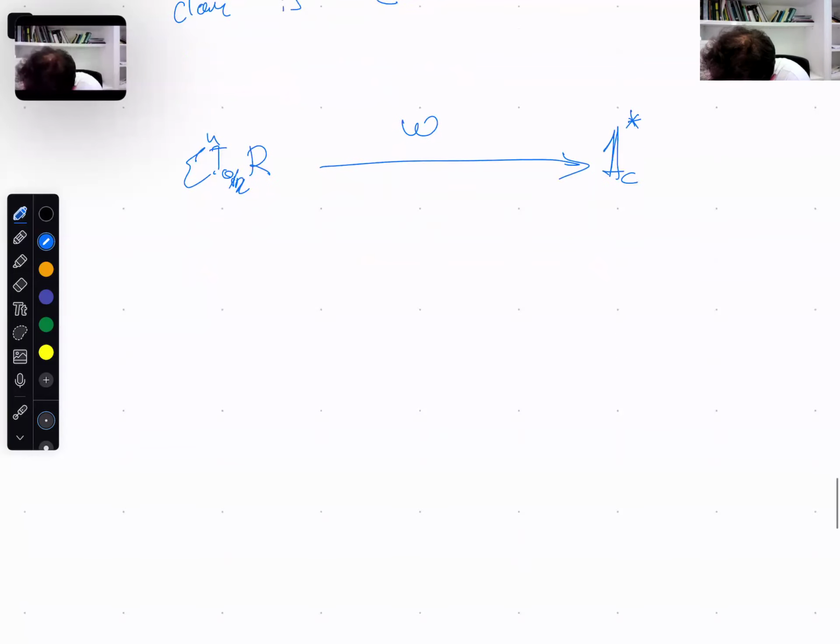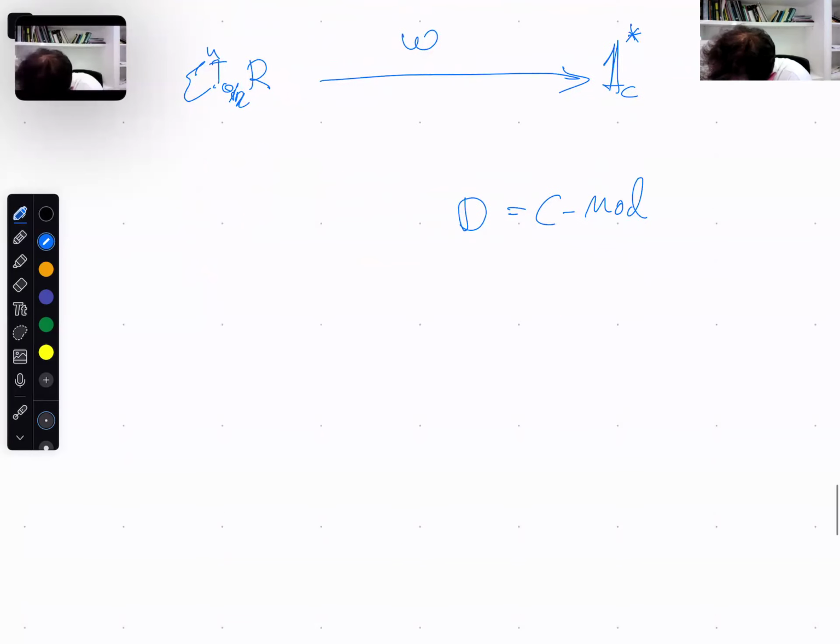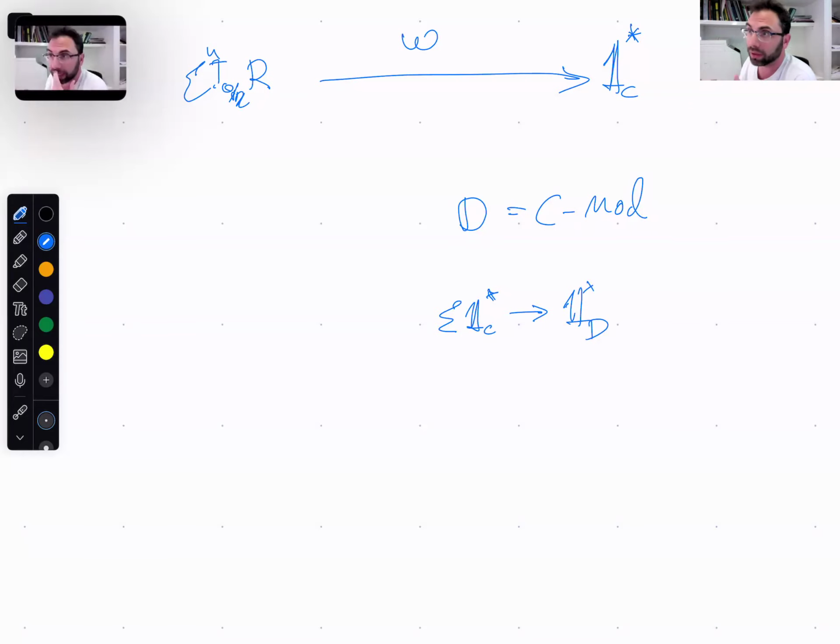Now, I can consider the category of C linear categories, C mod. And I get a map from the units of C suspended to the units of D. And this is just the connected cover. Pi 0 of the units of D is going to be invertible C categories, but from pi 1 and above, I'm just going to get the units of C.